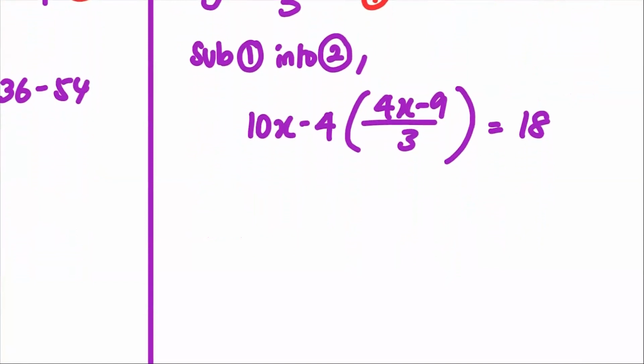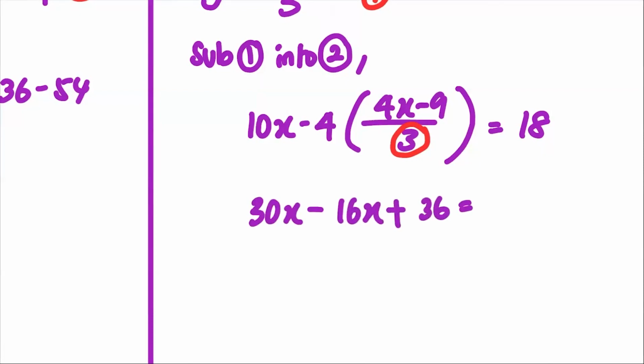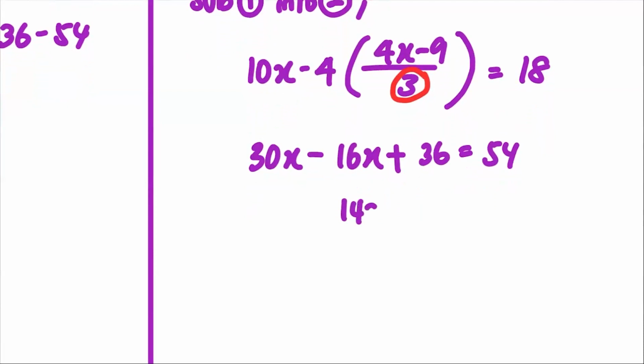Now, what we're going to do is take this 3 and multiply it out to every single term. Let's talk about a common mistake that some people will make here. Some people will multiply one side and then completely forget the other side. Or sometimes they will only choose certain terms and multiply. No, it's every single thing. Understand? So now we multiply every single term. We get 30x minus 16x plus 36 equals 18 times 3, which is 54. And we are almost done. 14x equals 18. x equals 1 2/7. And that's the answer.